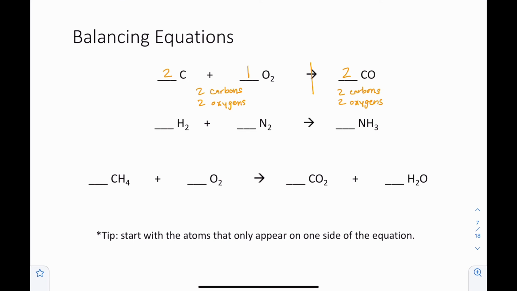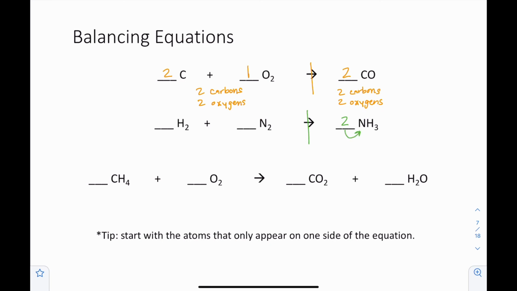Our next example is hydrogen reacting with nitrogen to make ammonia, or NH3. Separate your reactants and products and count the atoms on both sides. There's 2 nitrogens on the left, but only 1 on the right. So I'll put a coefficient of 2 to make 2 nitrogens on the right side as well.